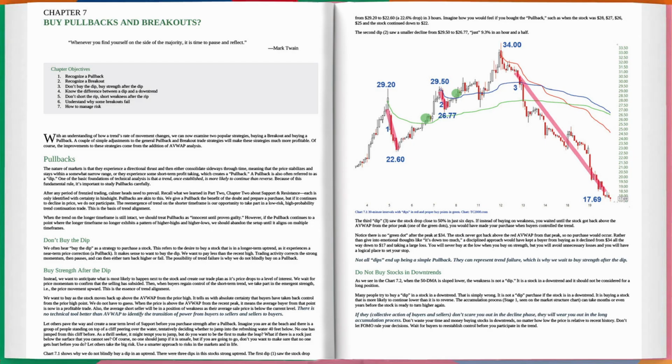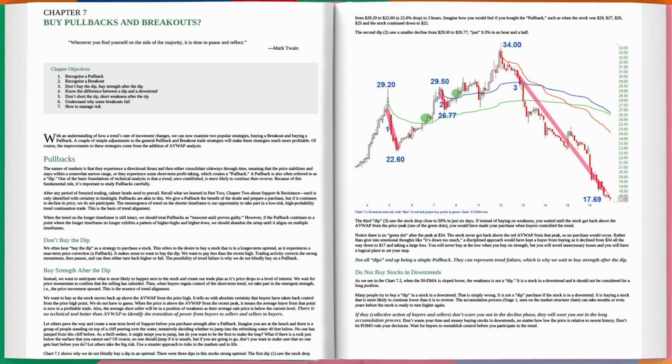You will never buy at the low when you buy on strength, but you will avoid unnecessary losses and you will have a logical place to set your stop. Not all dips end up being a simple pullback. They can represent trend failure, which is why we wait to buy strength after the dip.